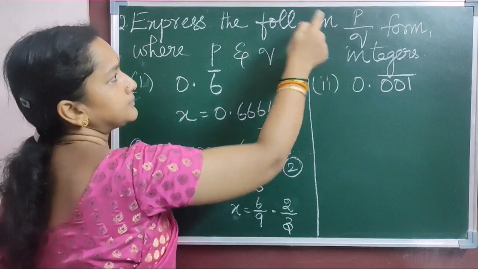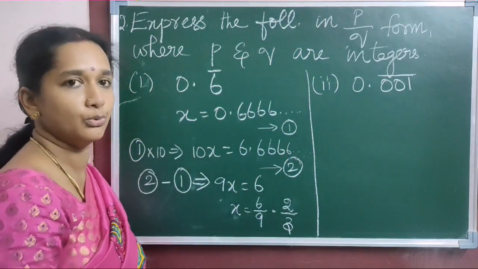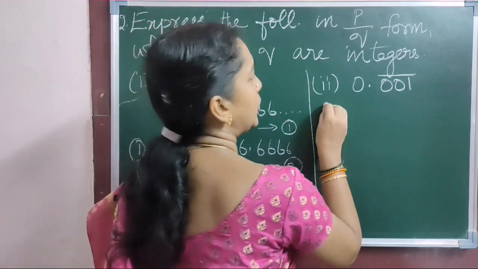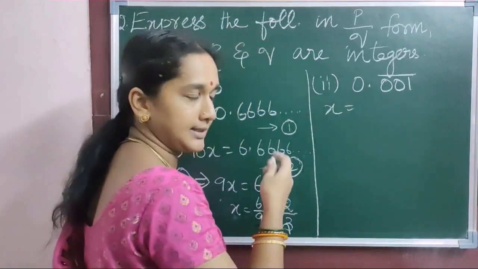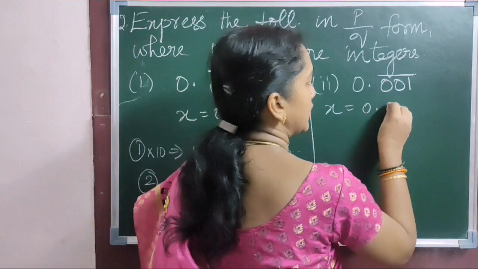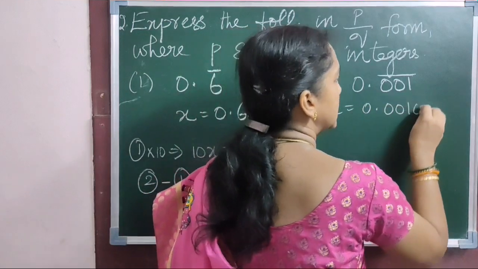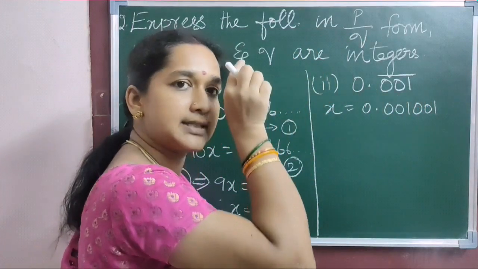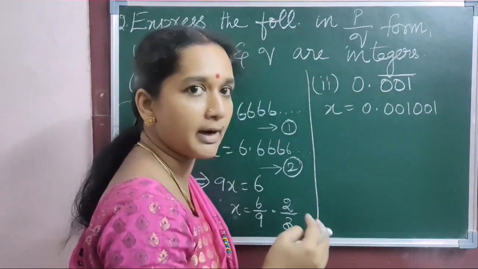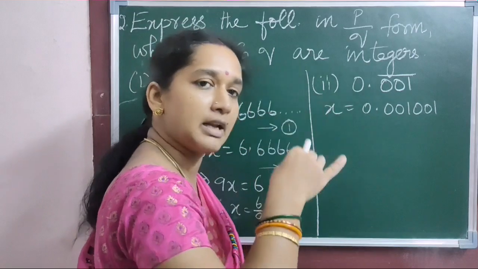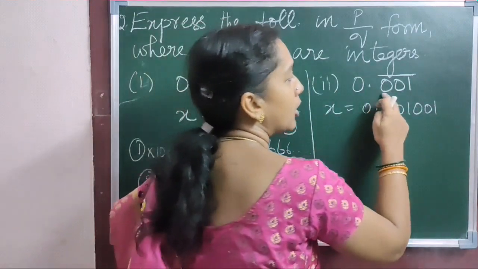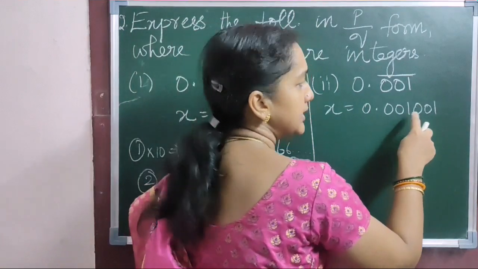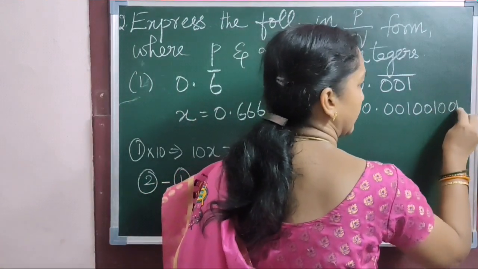So you got the answer in P by Q form. Okay. Then the second sum. You take this as x as usual. x is equal to 0.001. As I told you, whatever numbers are there below the bar will be repeated. So here all three numbers are there in the bar. So 0.001, 001, 001. We will stop this.